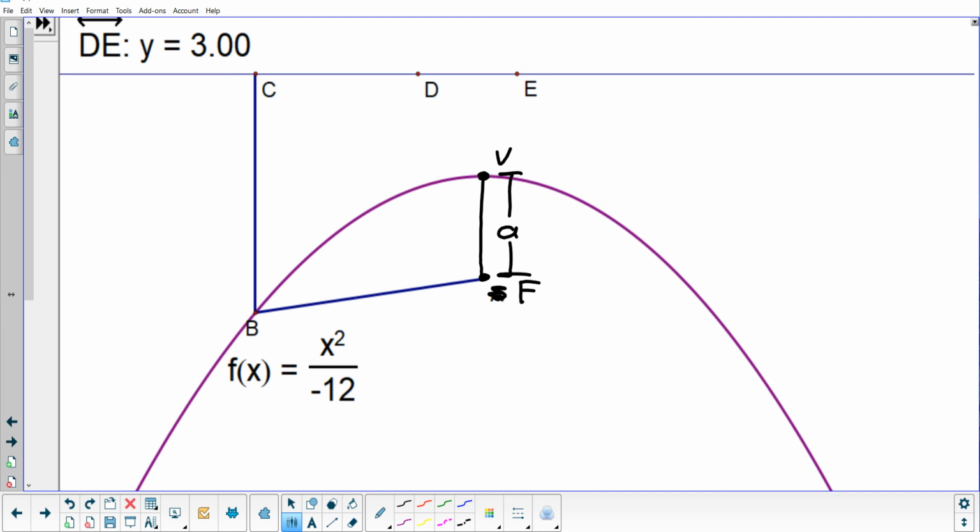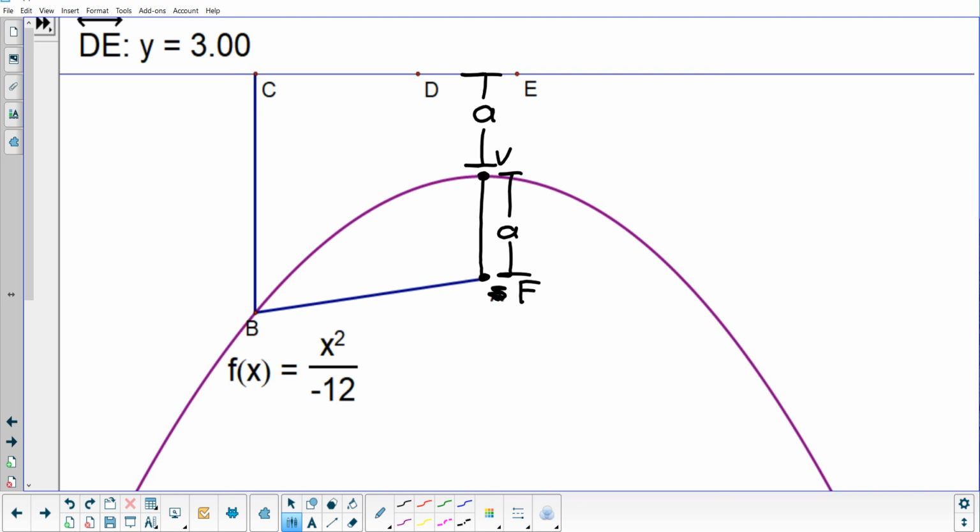Does anybody see what other distance in this picture would also be A? Yeah? The vertex to the directrix. Yeah. I just don't want it to look too confusing, but the distance from here to here is also A. So what would be the distance from the focus to the directrix? Yeah? A squared. So like if this was 5 and this was 5, it would be 25? 5 squared? No, A plus A. A plus A, which is? Yeah, 2A. So the distance between the focus and the directrix is 2A.